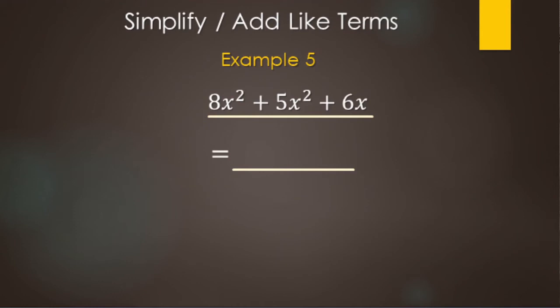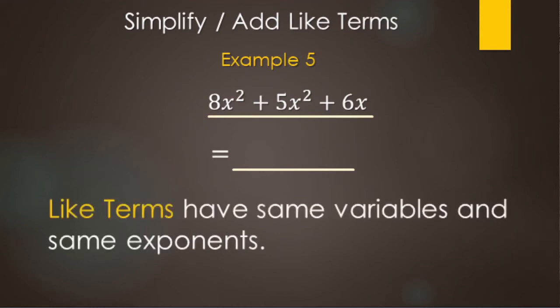Let's go ahead and add like terms here. Remember, like terms have the same variables and they have the same exponents. So with this here, we'll start with the x squared terms. We have an 8x squareds there and 5x squareds there for a grand total of 13x squareds. Now we only have one term that is just a plain old x, so that's a plus 6x there.